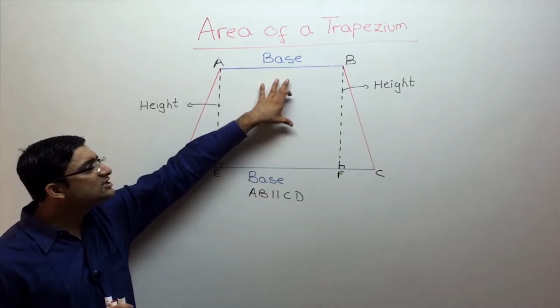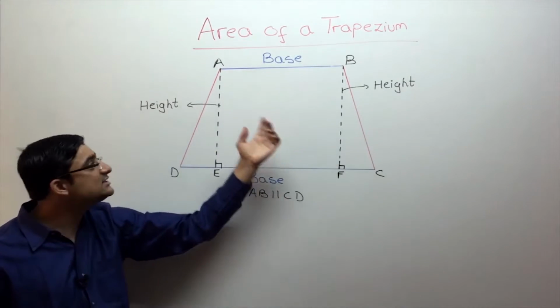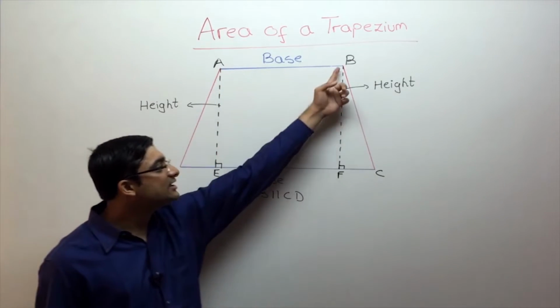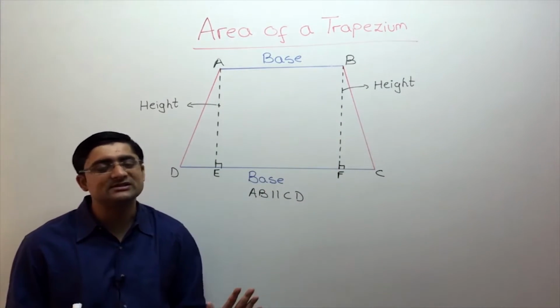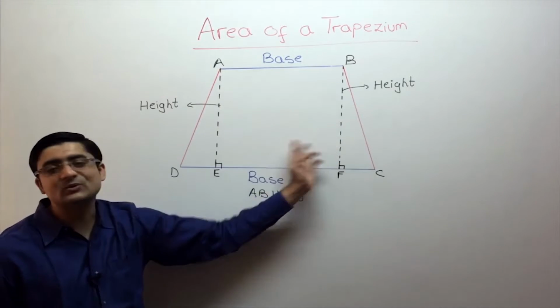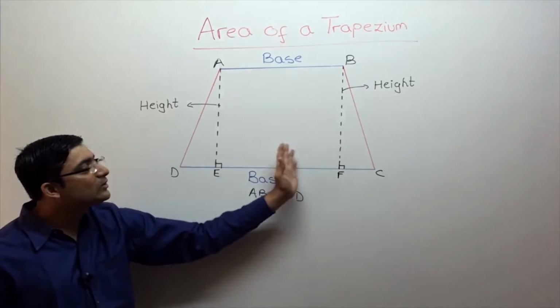Now we know the distance between two parallel lines is always the same. So this height AE is equal to this height BF. I repeat, the distance between two parallel lines is always the same. So AE is equal to BF, right? So this is what a trapezium is.